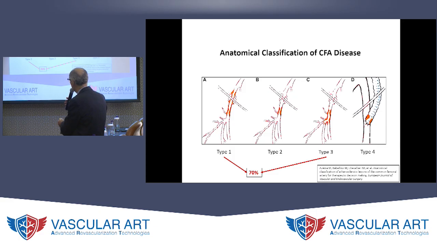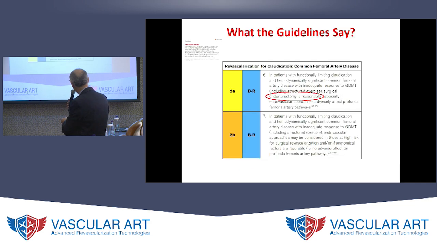This is the anatomical classification of common femoral artery disease, and you can see that type 1 and type 3, the most extensive types, with type 1 extending proximal to the inguinal ligament and type 3 involving and straddling the common femoral artery bifurcation. Both of them combined make up 70% of common femoral artery lesions. What do the guidelines say?